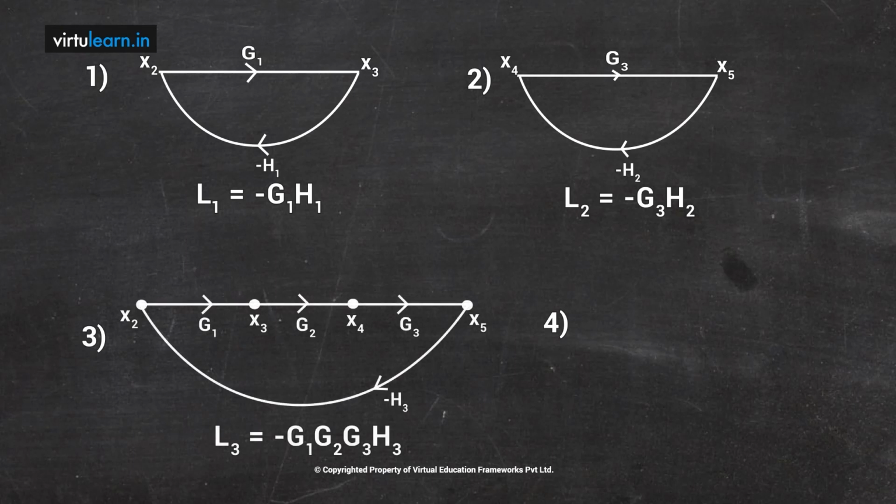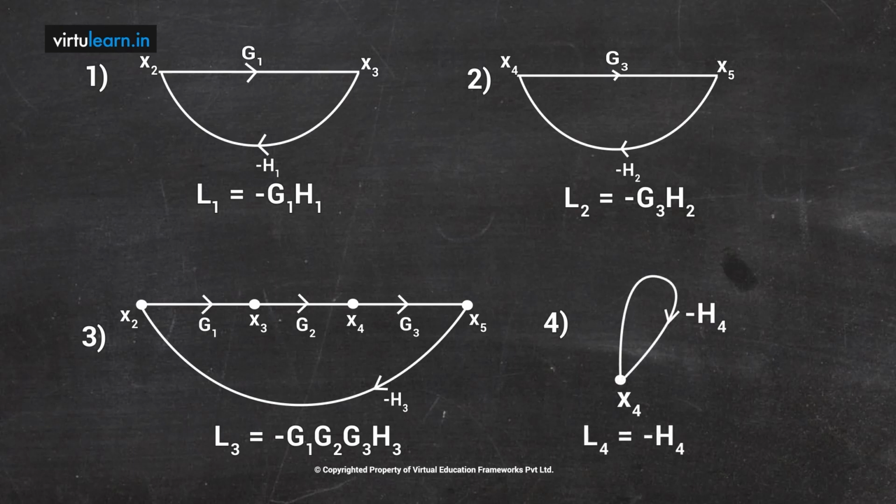So what is the loop gain of it? The loop gain of it is nothing but minus G1, G2, G3 and H3. So three individual loops I have. Again from this signal flow graph, I can say this is one self loop which is available, and this self loop is also an individual loop we have to take into consideration. So that is from x4 to x4, one self loop, and its loop gain is minus H4.